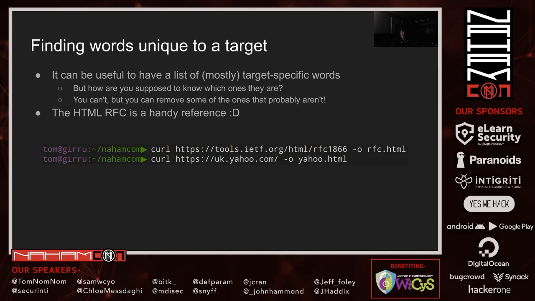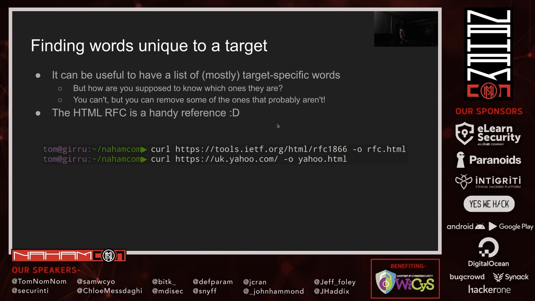So if I fetch, for example, just the home page of a website, there's going to be a lot of words there that are really definitely not specific to a target, like basic English words for one. Also, HTML tags, things like body or div, for example, are going to show up in basically every web page, and I don't necessarily want to be searching for those. So one of the things that you can do is use a second, completely unrelated source of data to remove a lot of those common words.